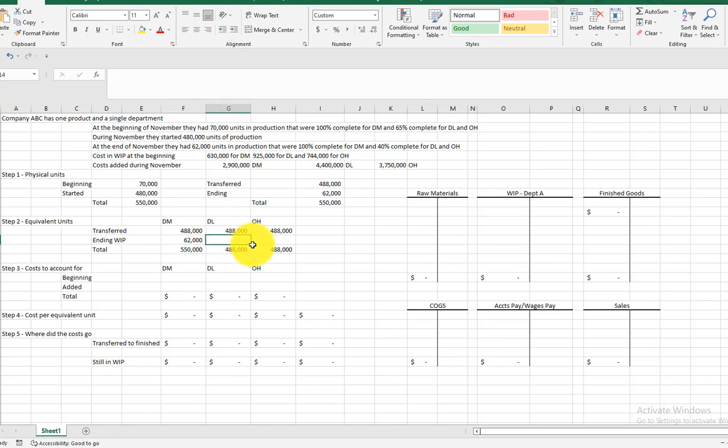And then we say that they are 40% complete for direct labor and overhead. So the same percentage completion for those two, which means we could combine those two columns if we so choose. I still separated them, direct materials, direct labor, and overhead in this illustration, so it makes it really easy to see, but you can combine them because they are the same percent complete. So that means that we're going to take 62,000 times 40%, 0.4.